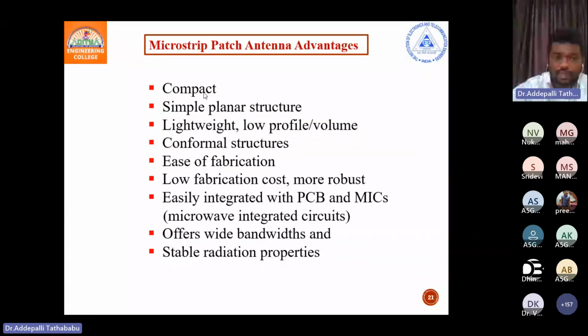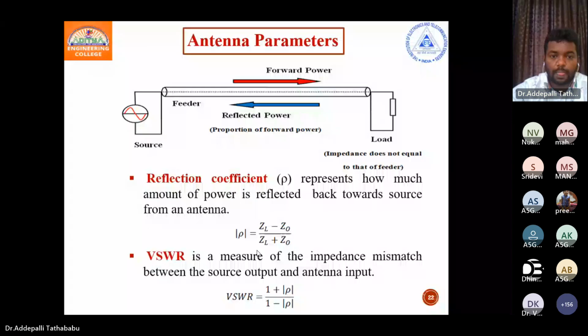It is a compact, simple planar structure. It is lightweight because of its low profile. It is small in size. It is suitable for conformal structures, with ease of fabrication and low fabrication cost. The cost depends upon what type of substrate we are using for fabrication. It is more robust, easily integrated with PCB boards because of its compactness, and offers wide bandwidths and stable radiation patterns. Stable radiation pattern means that if an antenna is operating in a particular band, in the entire band the radiation pattern should be stable.